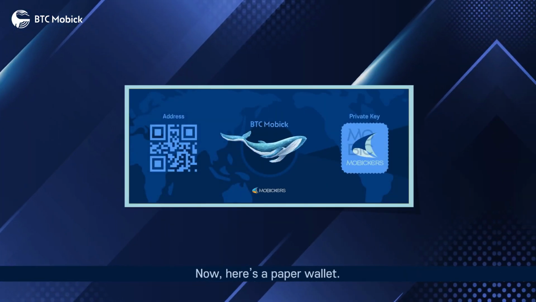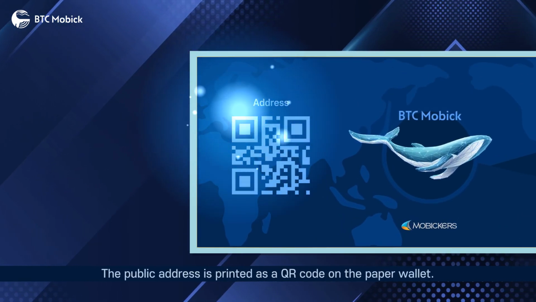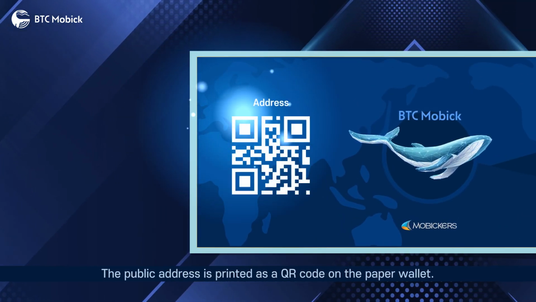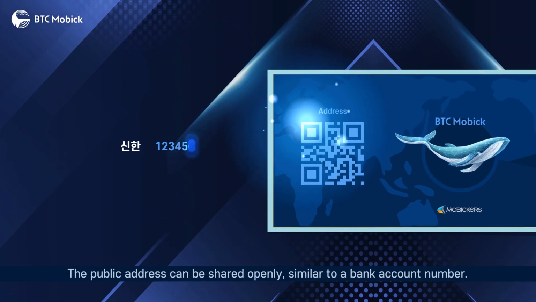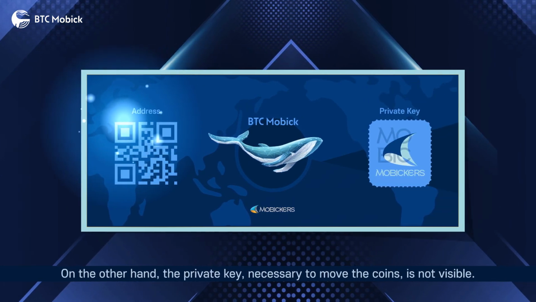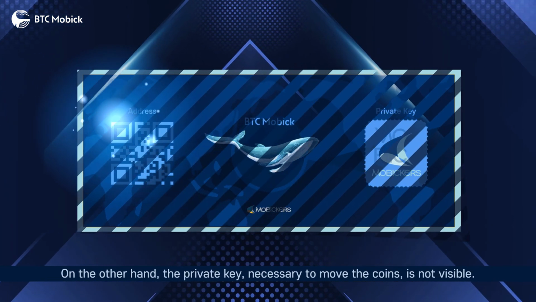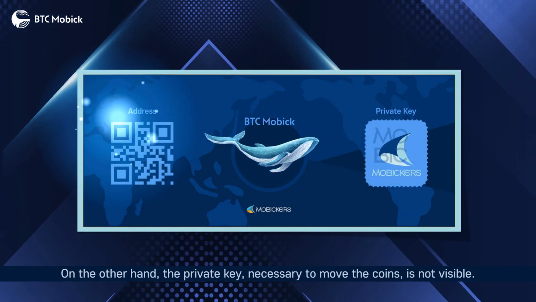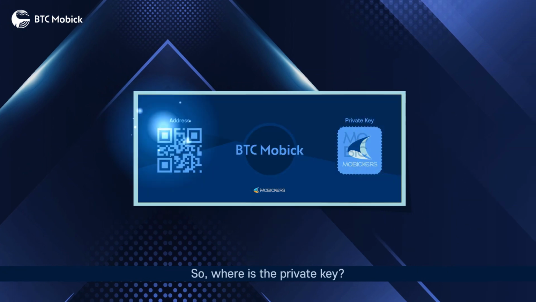Now here's a paper wallet. The public address is printed as a QR code on the paper wallet. The public address can be shared openly, similar to a bank account number. On the other hand, the private key necessary to move the coins is not visible. So where is the private key?